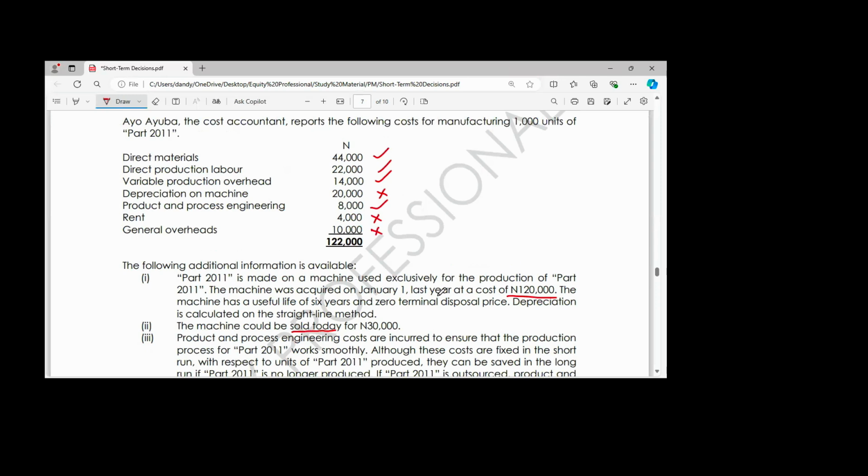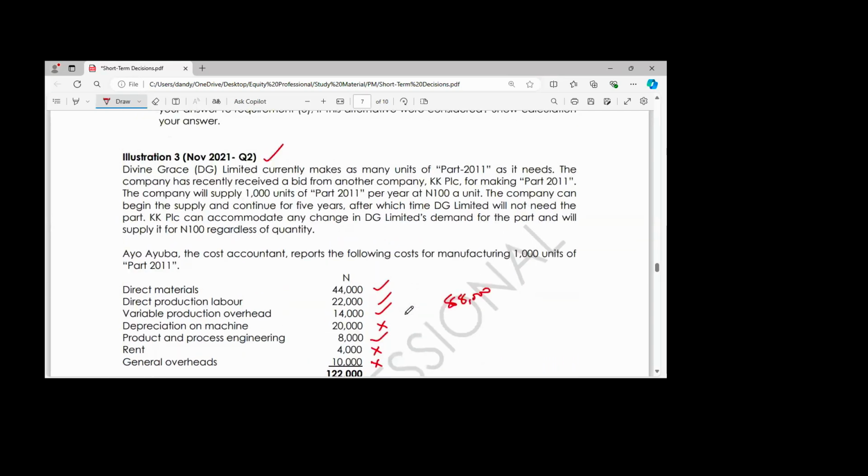Now that I know the costs, all I need to do is use the 12% discount rate to calculate the present value. I can add up 44 plus 22, that's 66. 66 plus 14, that's 80. Then 80 plus 8, that's 88. The total relevant cost is 88,000 naira. For how many years? We are told 5 years.